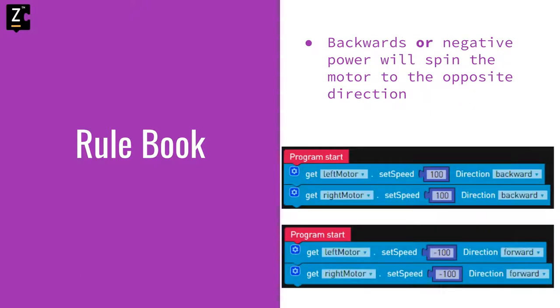Let's have a look. Backward direction can be said by using negative speed or changing the direction in the drop-down menu. Choose either, as choosing both negative speed and backward as direction will drive the robot, you probably guessed it, forward, just like multiplying two negative values. The result will be positive.